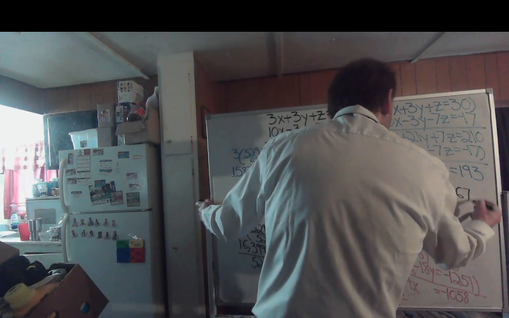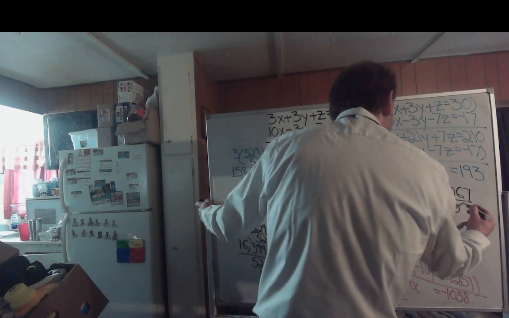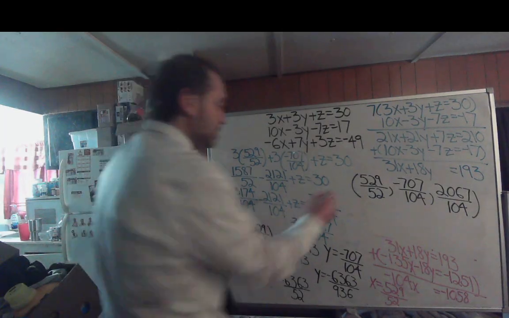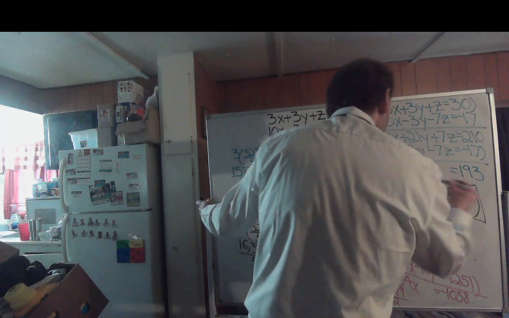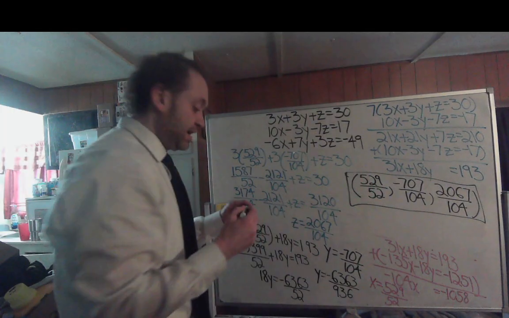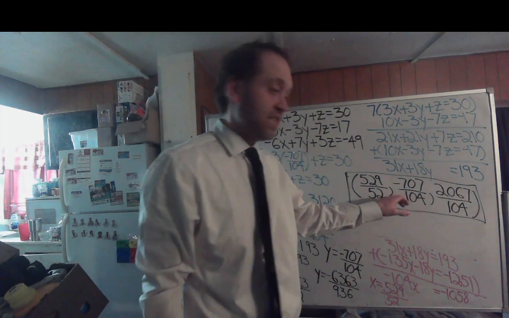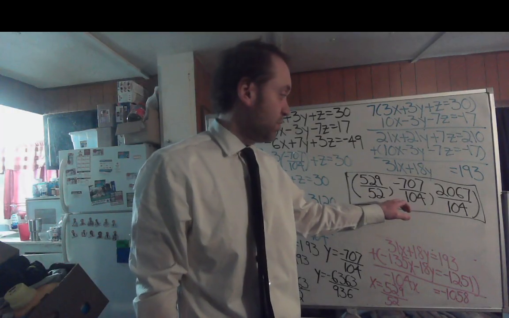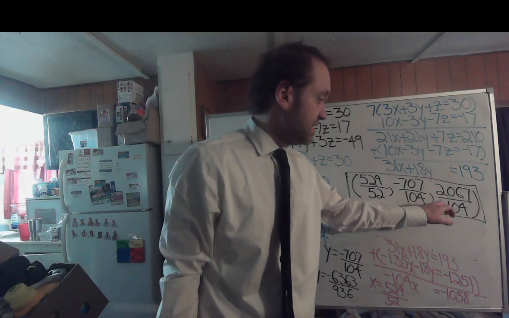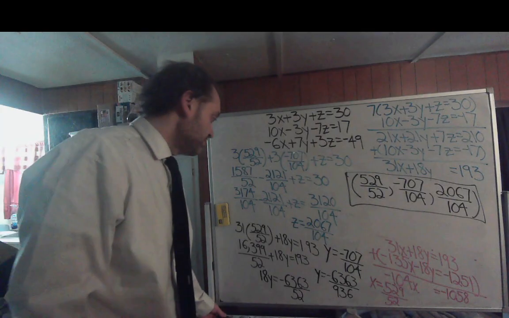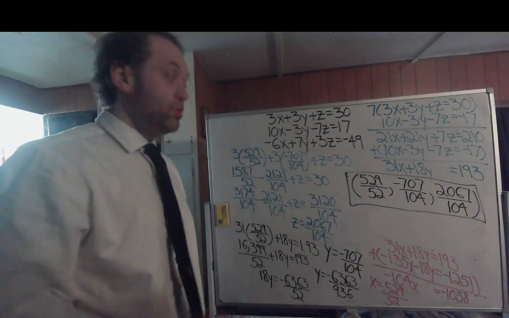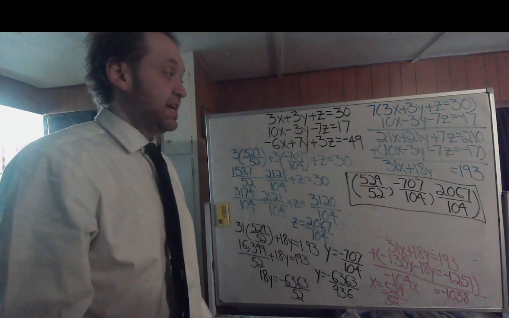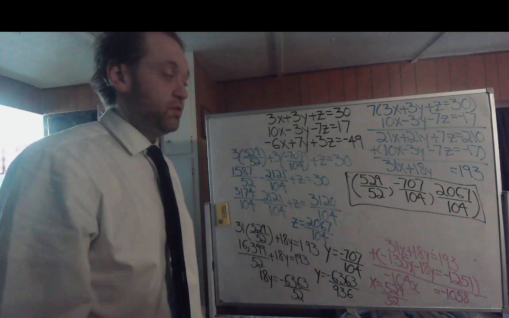Then your z value will be the awful 2067 over 104. So you get the horrific ordered triple of 529 over 52, negative 707 over 104, and 2067 over 104. So you will sometimes get answers like that that are just god-awful.